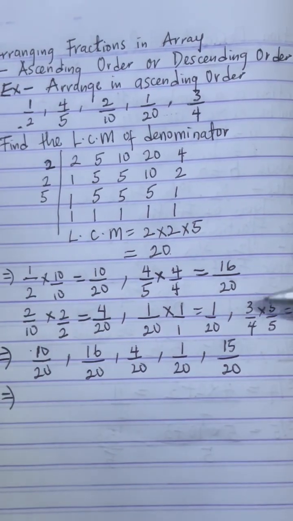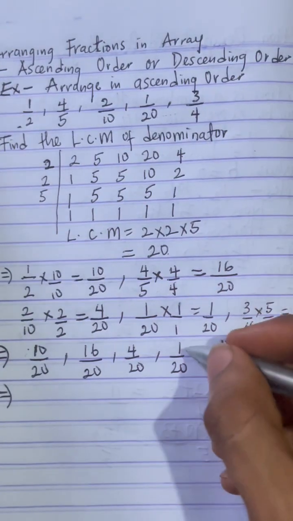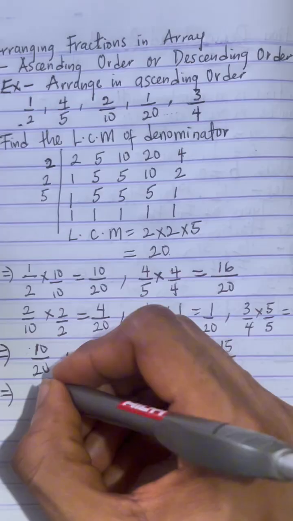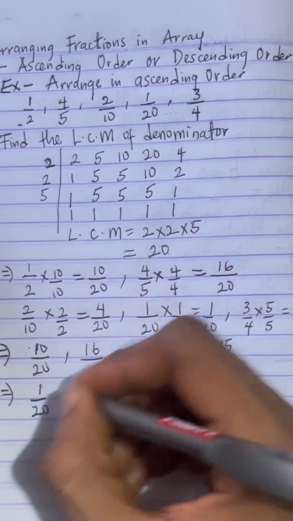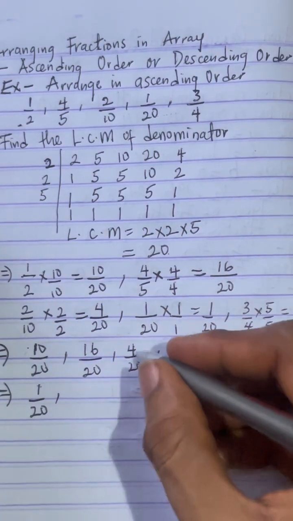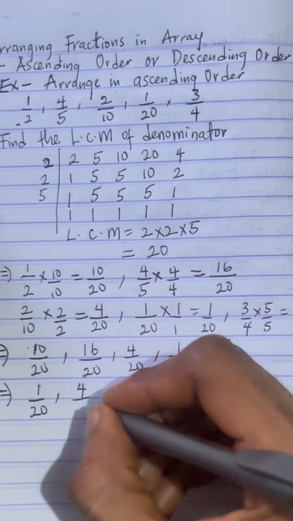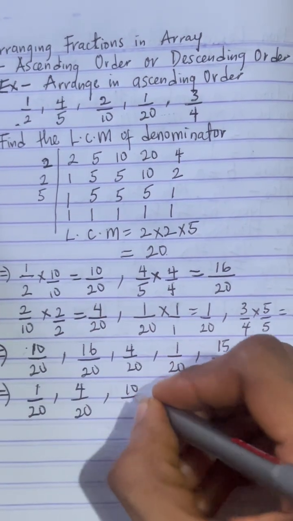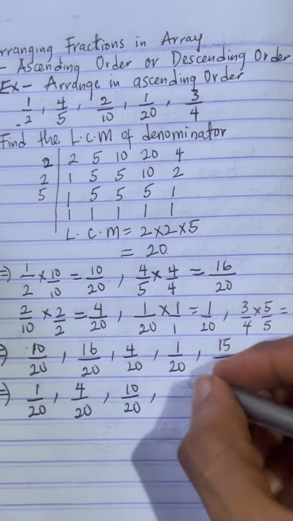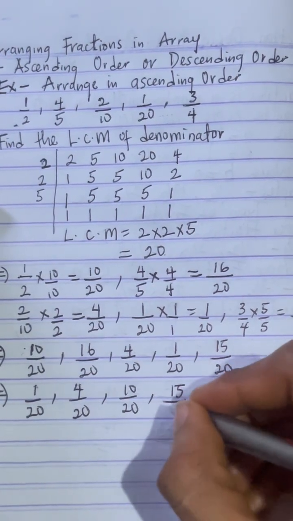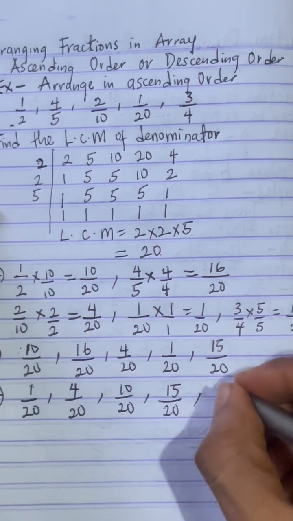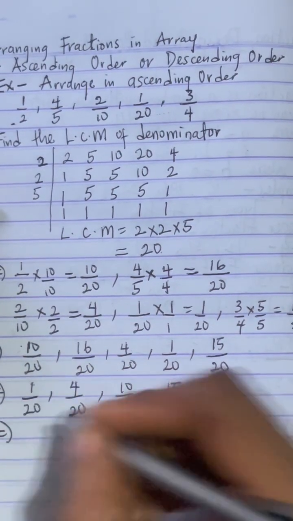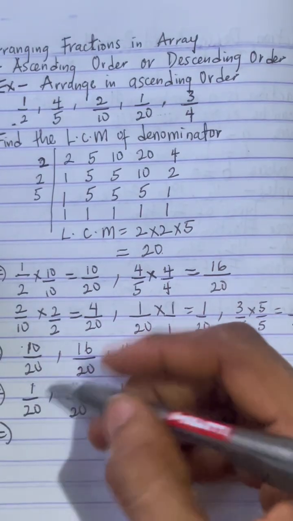Now that you have a common denominator, the next thing you do is you now judge based on your what? Based on your numerator. This is what? 20. This is 1, right? That should be the first in ascending order, right? So that you have 1 over 20, comma, followed by what? 4 over 20, comma, followed by what? 10 over 20, comma, followed by what? 15 over 20, comma, followed by what? 16 over 20.